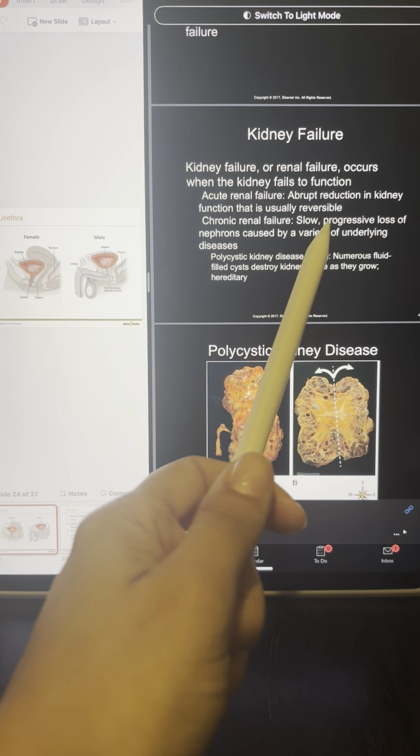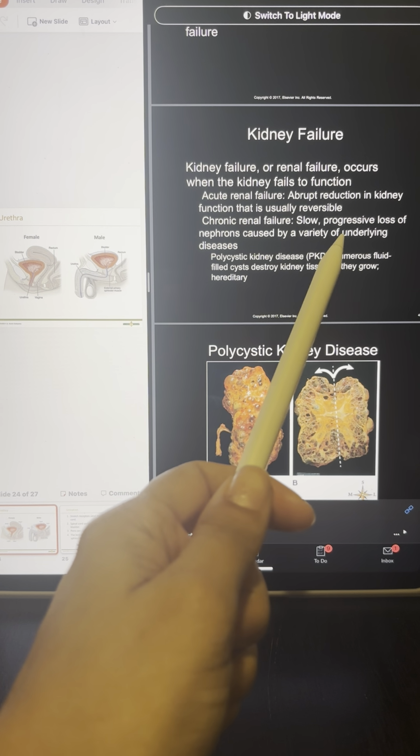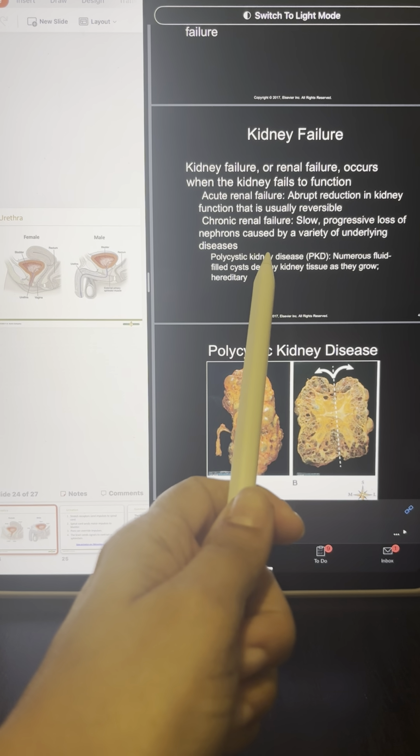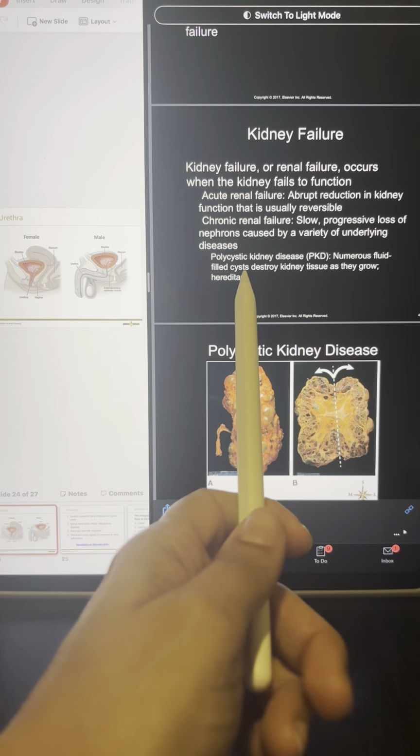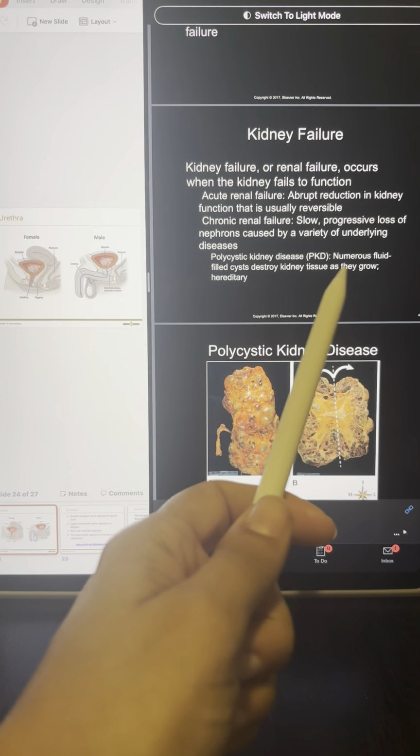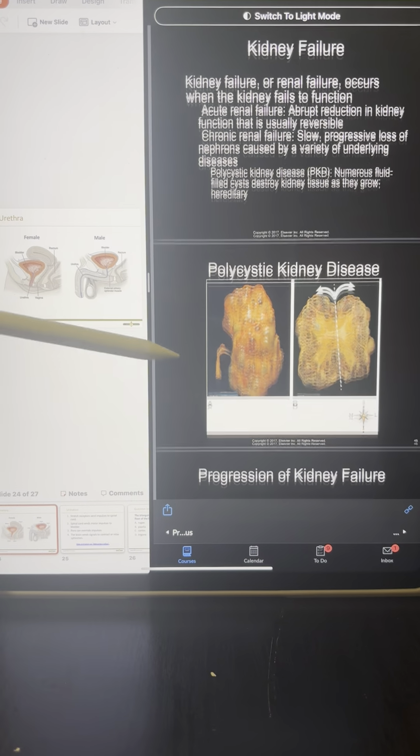Chronic renal failure is slow progressive loss of nephrons caused by a variety of underlying diseases. Polycystic kidney disease, numerous fluid-filled cysts destroy kidney tissues as they grow. This is usually hereditary.